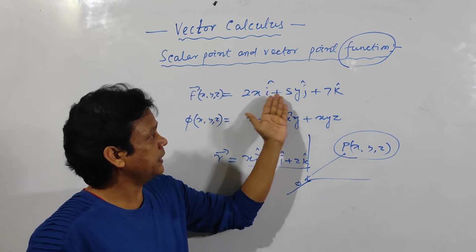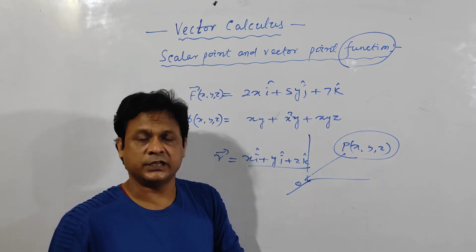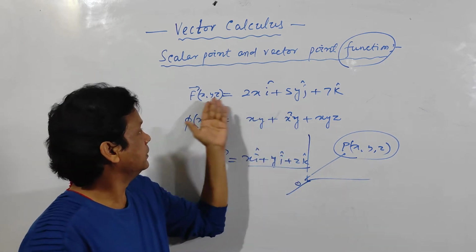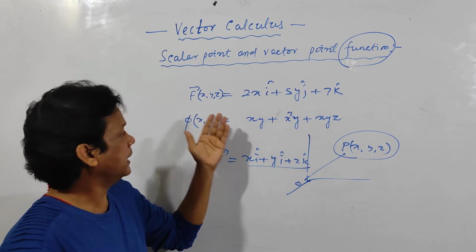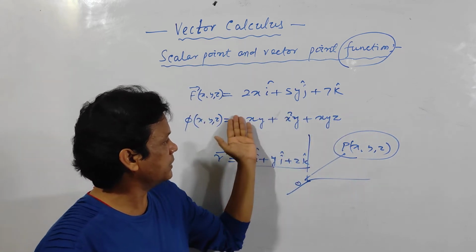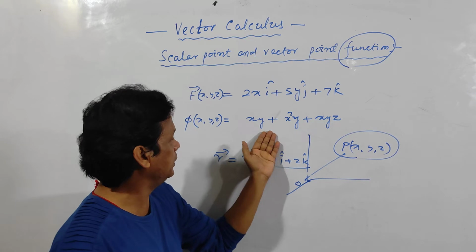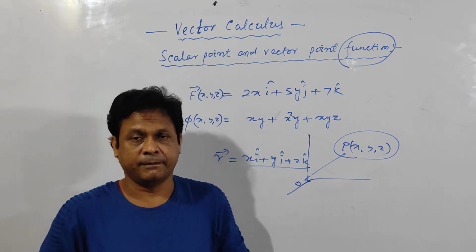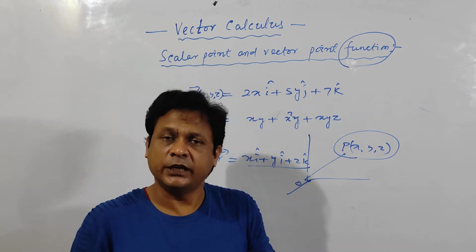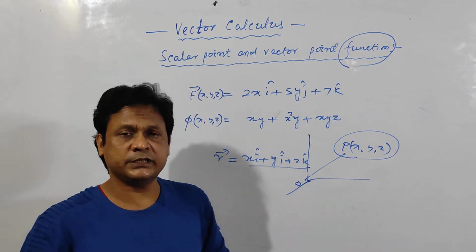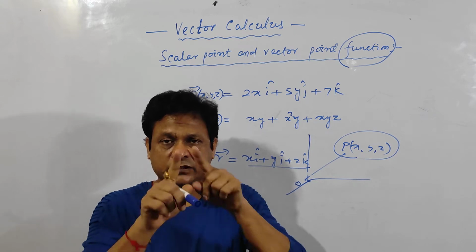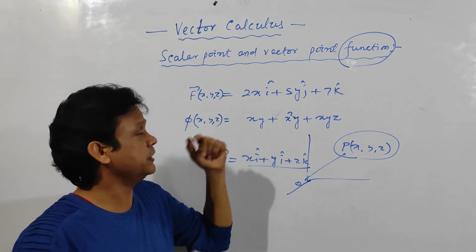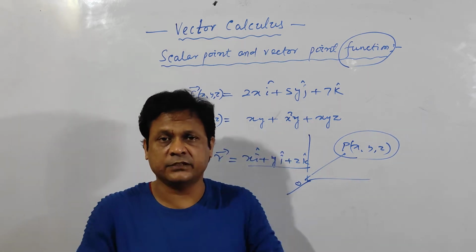That means if the i cap, j cap, k cap are present, or simply i cap, j cap, or simply i cap, then the corresponding function is called vector point function. And here, since there is no i cap, j cap, k cap, it is purely a scalar quantity. So the corresponding function is called a scalar point function. The domain in which the scalar point function is defined is called scalar field. And the domain in which the vector point function is defined is called vector field.